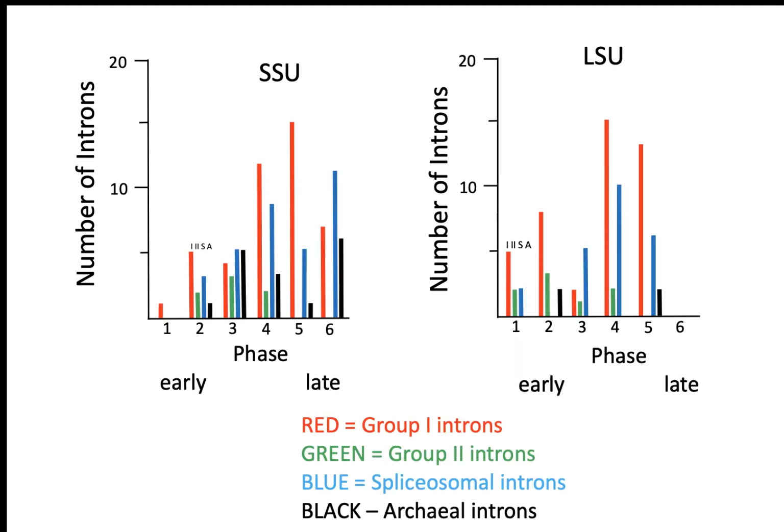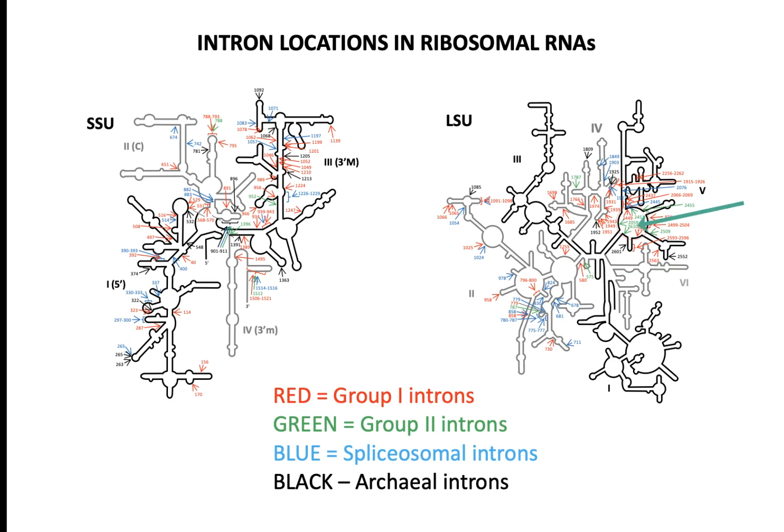If you compare the positions of those introns, red being group 1, green group 2, blue is spliceosomal, and black are archaeal, and you look at the different phases in the evolution of the ribosomal subunits, both the small subunit and large subunit, you find that one of the first types of introns that were there were group 1s, followed by group 2s and spliceosomals. And if you look in the catalytic center of the large subunit, specifically, only group 1 and group 2s are in that very ancient piece of the molecule.